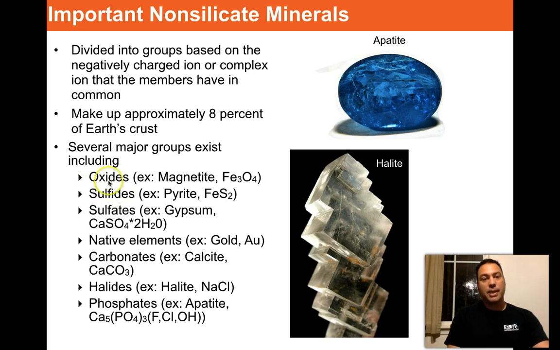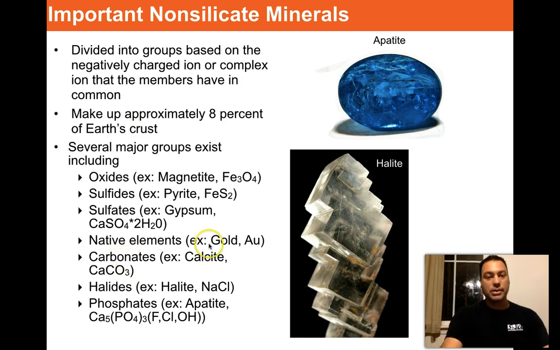So that's what we mean by ions. So you can actually have ions that are not just only atoms, but also molecular ions as well. And they make up approximately 8% of the Earth's crust. So these are important. The other 92% are the silicates, but these 8% are important, especially the carbonates. These guys are really big. We're going to talk about them.